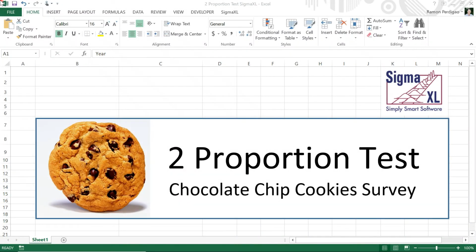Hi everyone, and welcome to this lesson on two-proportion test. What I'm going to do here is just to work through a very simple example. It's just an exercise that I use when I'm teaching this in classroom.